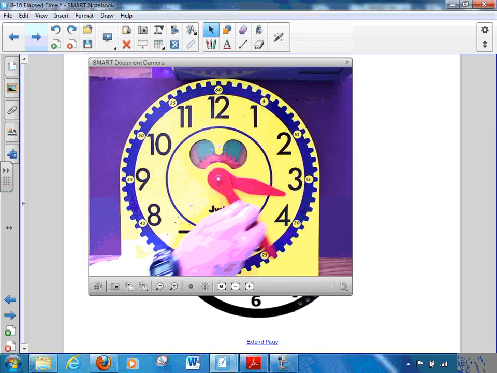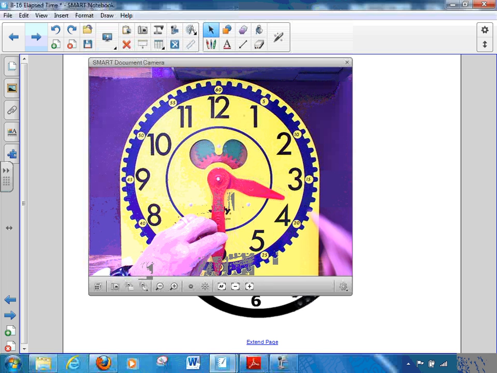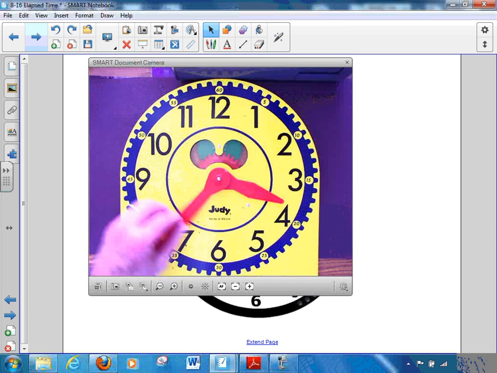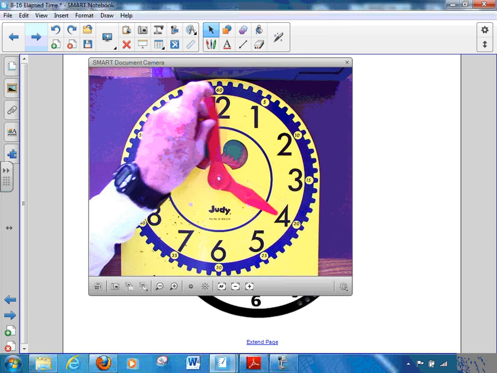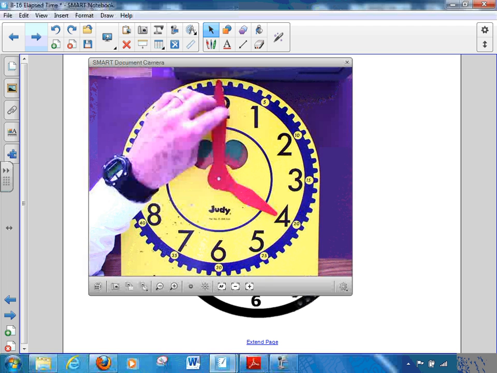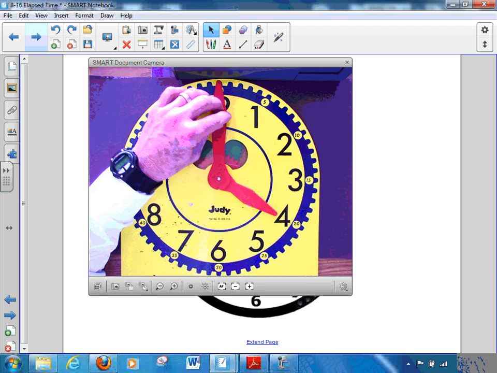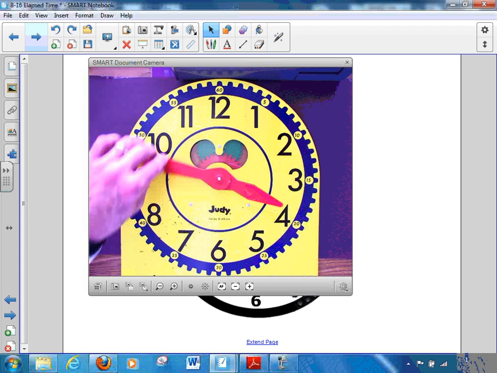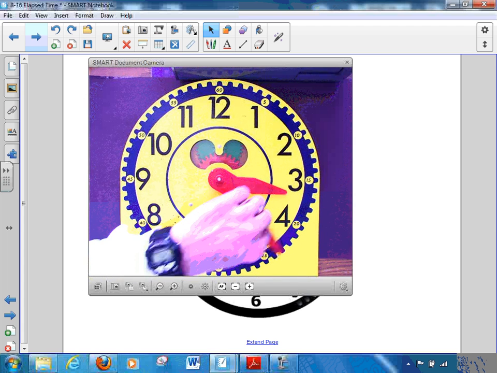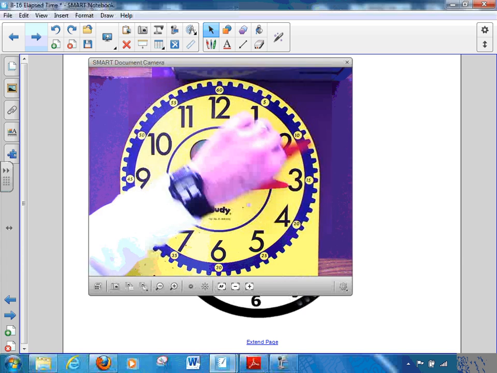And by the time the minute hand is halfway around, you'll notice the hour hand is halfway to the next hour. I'm going to keep on going with this clock. This is called a Judy clock, and I like it especially because the hour hand and the minute hand move together even though I'm not touching it. You can see those gears in that little window there. There's a red gear and a green gear.